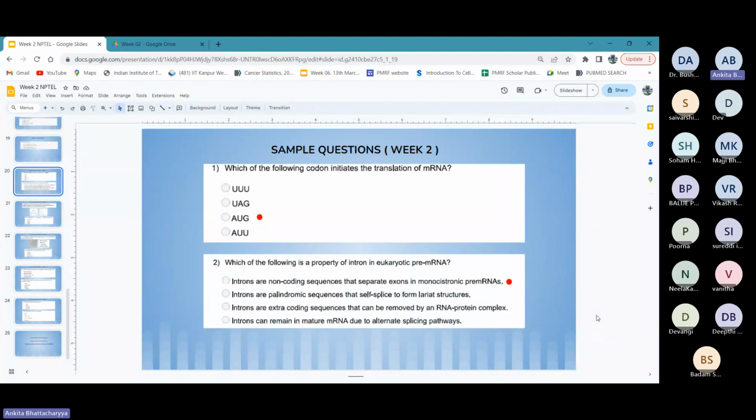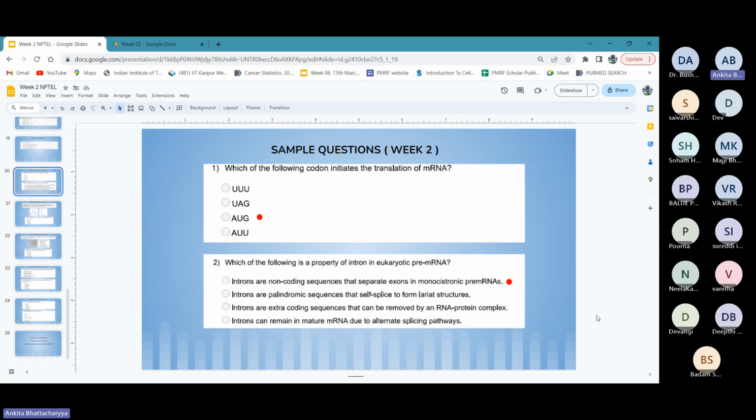Here we were asked which of the following codons initiates the translation of mRNA. Like you have already studied, methionine, or in further detail, formyl methionine, is one of the major reasons that the ribosome is able to initiate translation, and methionine is encoded by AUG, which is the triplet code for it. So that would be the correct answer in this case. The other, UUU, is for phenylalanine. UAG is for a stop codon. So these are not correct answers.